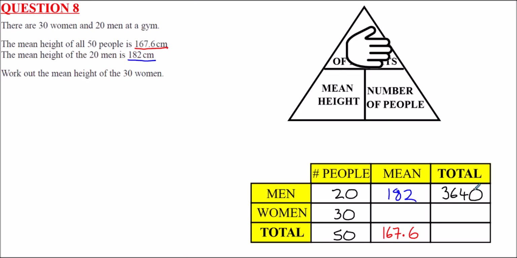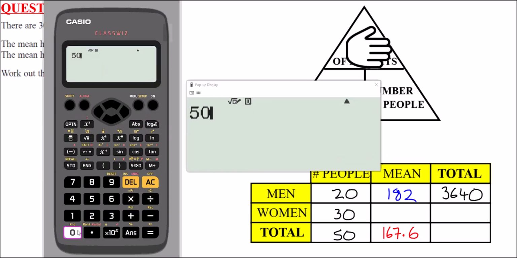And we can work out the total height overall. 50 people with a mean of 167.6. We can multiply these two together to get the total heights of every single person. So now if we do 50 multiplied by 167.6, the total of all heights is 8380.